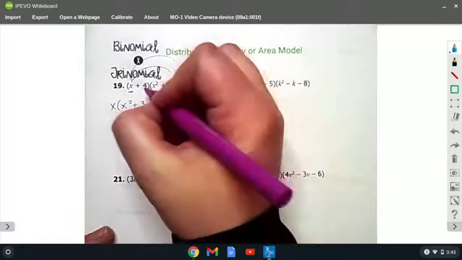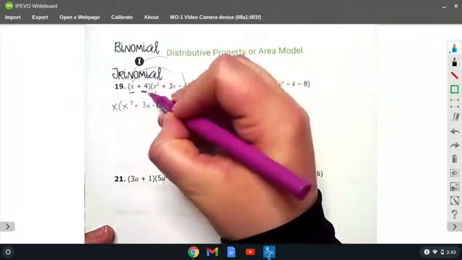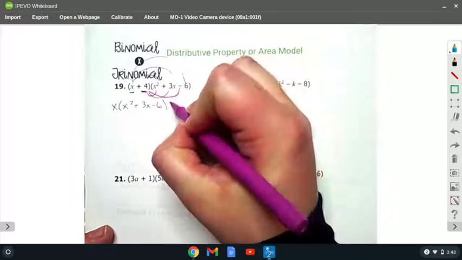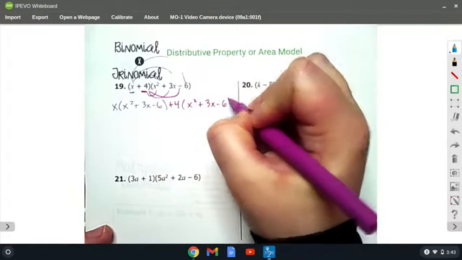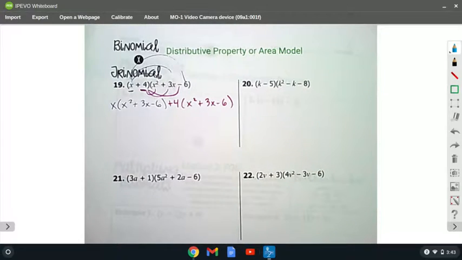Okay, and then I'm going to take this second term in my binomial and also multiply it by everything. So I'm going to take this positive 4 and multiply it by everything in here. So now I'm going to distribute.